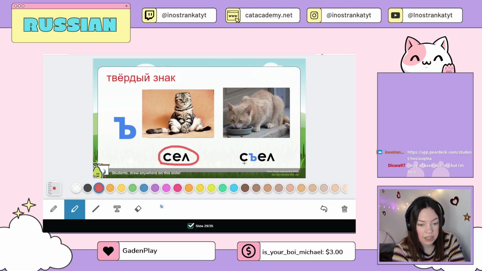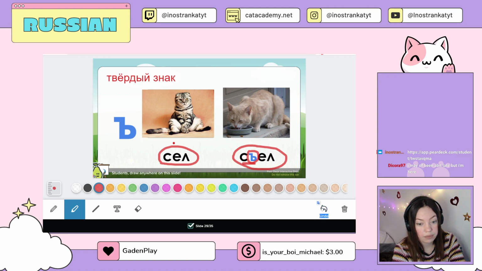And if we have exactly the same letters, but we have this твердый знак, and we read the whole word together, it will be съел. So this first S will be hard, not soft. Съел means ate food. Сел, съел.